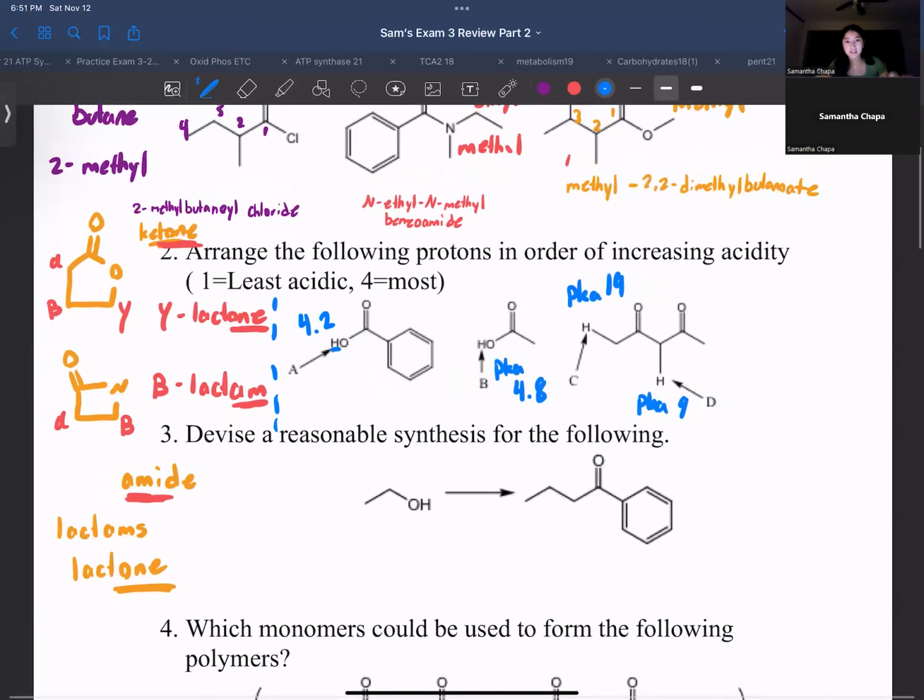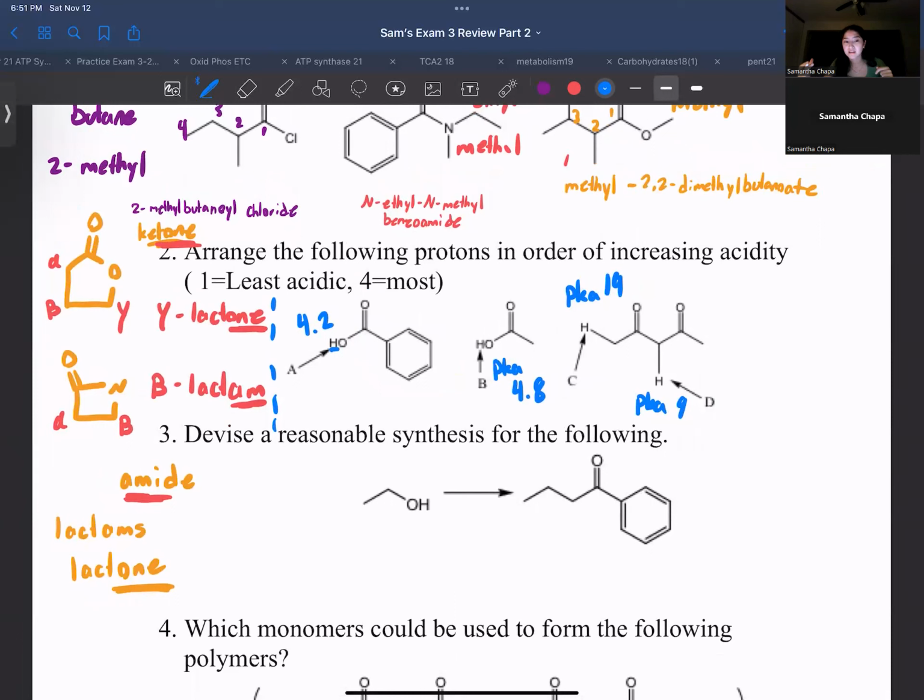So it's all about the stability of the conjugate base and the acidity of your acid. So that's the relationship. Okay.